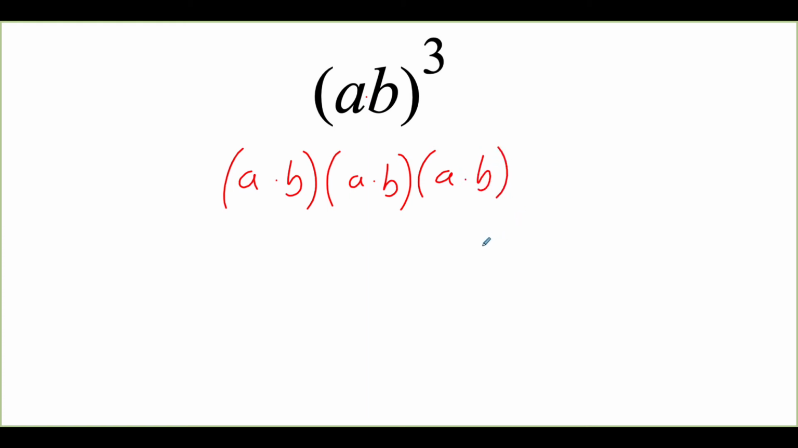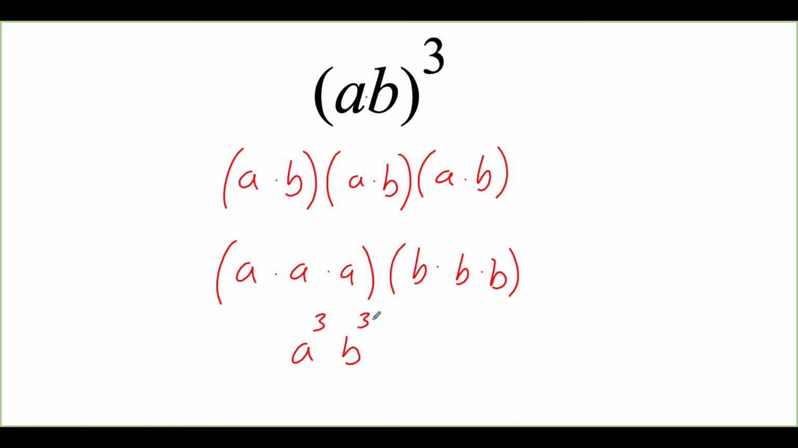And then we've looked at the commutative property, which says that we're allowed to rearrange multiplication. So what I would do is I would rearrange this so that all of the a's are in the front and all of the b's are in the back. So these a's, where we're multiplying 3 of these together, that's going to be a cubed. And when we look at these b's, we're multiplying 3 of those together, so that's going to be b cubed.